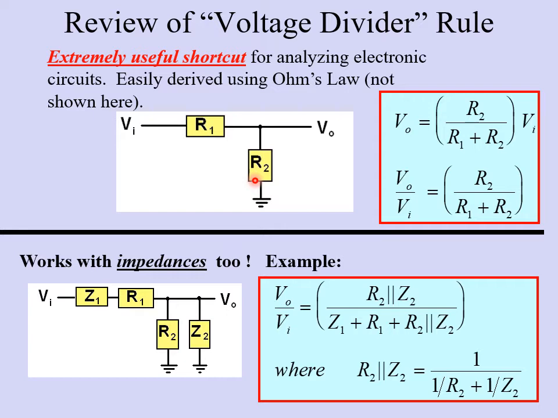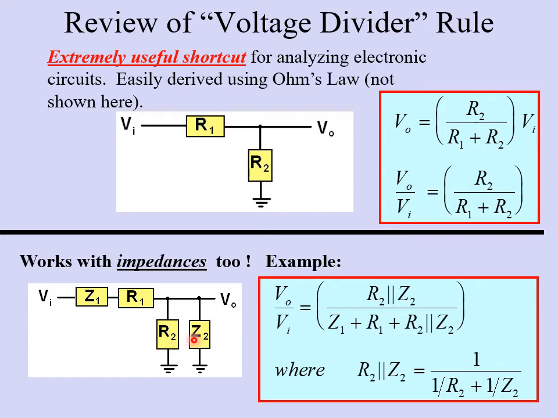And the key thing for us in this chapter is that this voltage divider works with impedances too. So suppose you have a circuit that looks like this, where you have some impedance here. This could be a capacitor or an inductor, and maybe you have a resistor in series with it. And then down here in this leg of the circuit, I'm showing two elements, a resistance and another impedance. Again, this impedance, Z2, could also be an inductor or capacitor. And notice it's in parallel with R2.